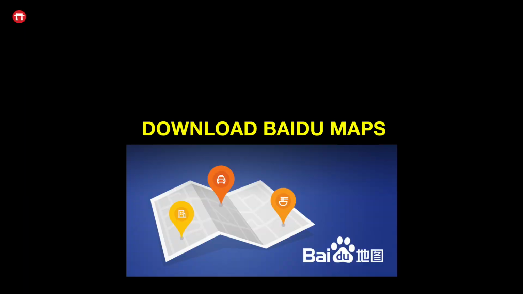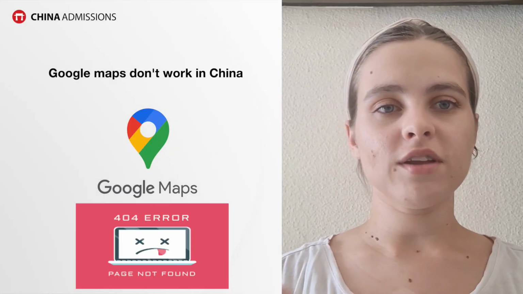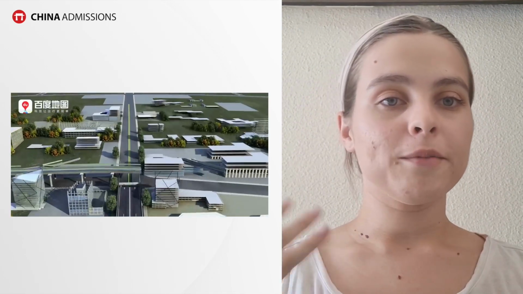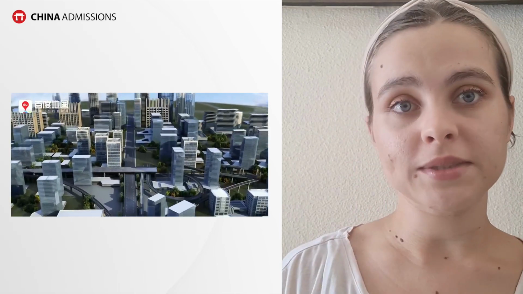So first of all, you need to download Baidu Maps. This is what you're going to be using as your map app. You won't be able to use Google Maps while you're there, and even if you are, it's going to be very slow. It's much faster to use Baidu Maps. Baidu Maps offers public transport directions and real-time traffic updates and even street-level views, the same as Google Maps.